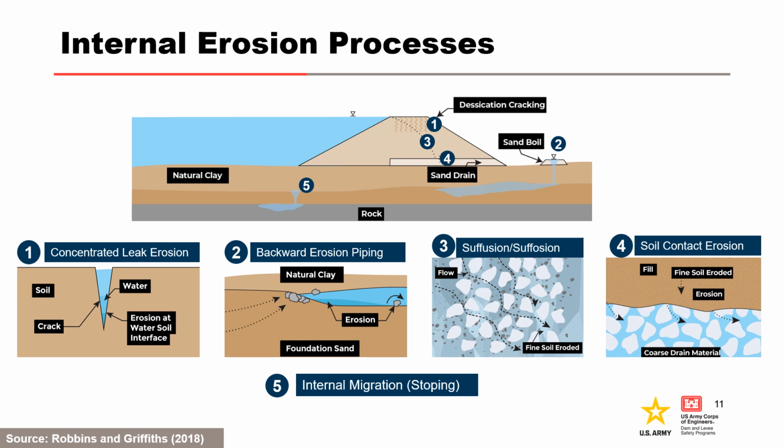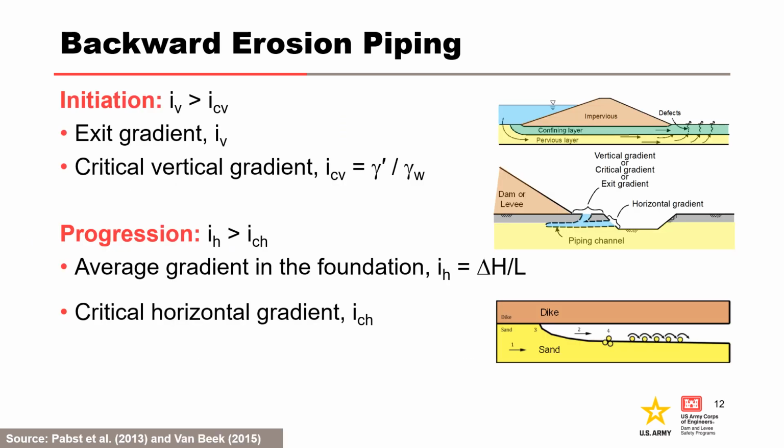Direct use of critical velocities or gradients determined from laboratory experiments is limited by the narrow range of materials tested and an apparent significant scale effect. For backward erosion piping, initiation is governed by Terzaghi's classical equation for critical vertical gradient, whereas the average gradient informs the hydraulic condition for progression.